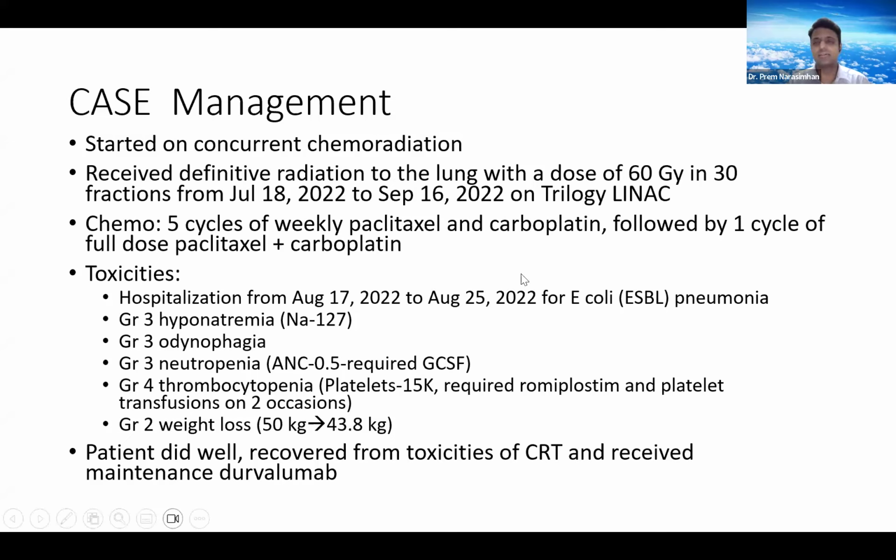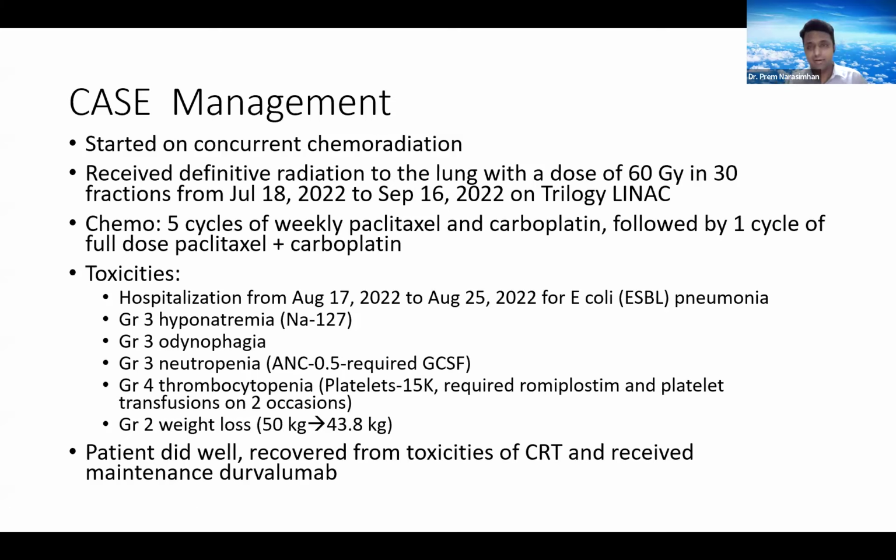Toxicities: hospitalized for E. coli pneumonia, grade 3 hyponatremia, grade 3 odynophagia, grade 3 neutropenia, grade 4 thrombocytopenia, required rivaroxaban as well as platelet transfusions. Weight loss was also there. Patient did well, recovered from all these toxicities and received the maintenance darolutamide.